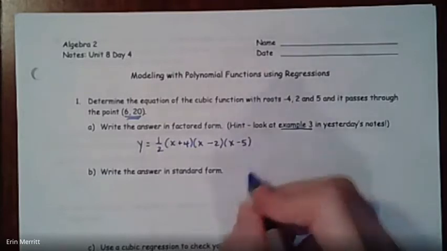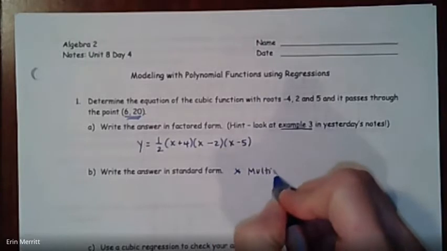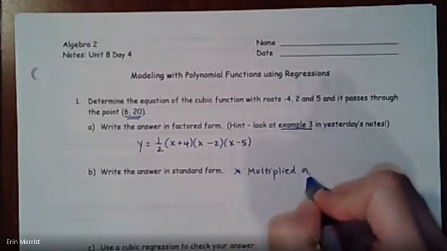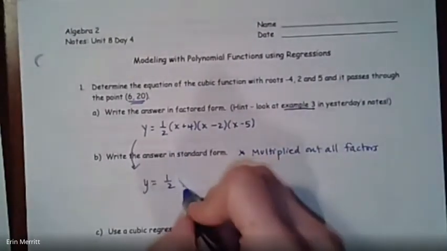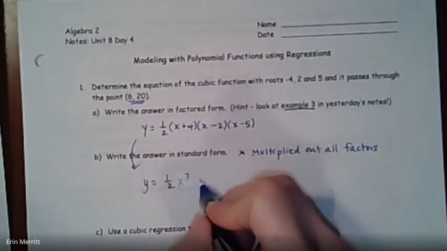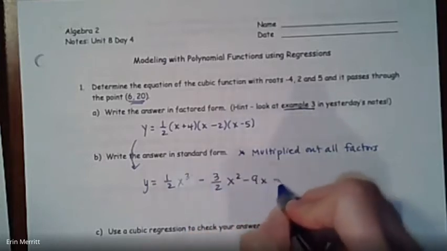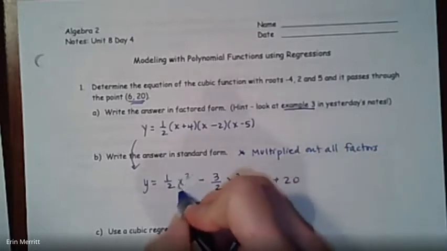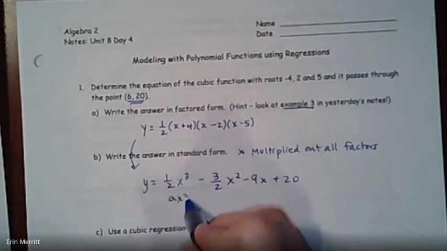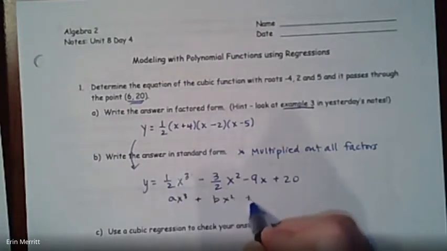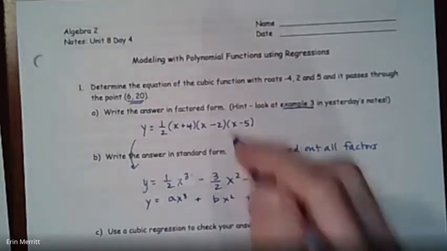Then in standard form, just as a reminder, we took all of this and we multiplied it all out in our notes. So 1/2 x cubed minus 3/2 x squared minus 9x plus 20. So that's what it looks like in standard form, because this means ax cubed plus bx squared plus cx plus d. That's what I'm talking about when I say standard form versus factored form.